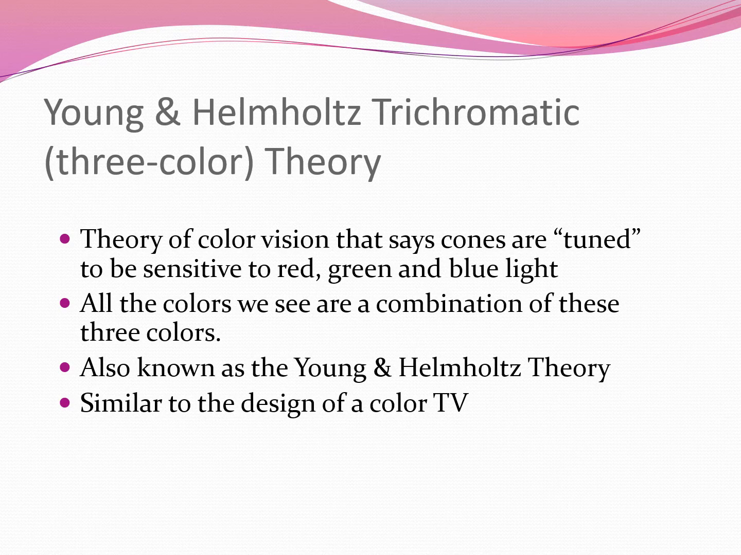So, a theory on how we see. It's called the Young and Helmholtz trichromatic theory, right? Tri, we all know what tri means, three. So it's also called the three color theory. This theory of color vision says cones are tuned to be sensitive to red, green, and blue light. If you remember the picture of the retina, we saw the cones at the bottom, red, green, and blue, right? All the colors we see are a combination of these three colors, right? So that kind of makes sense, right?